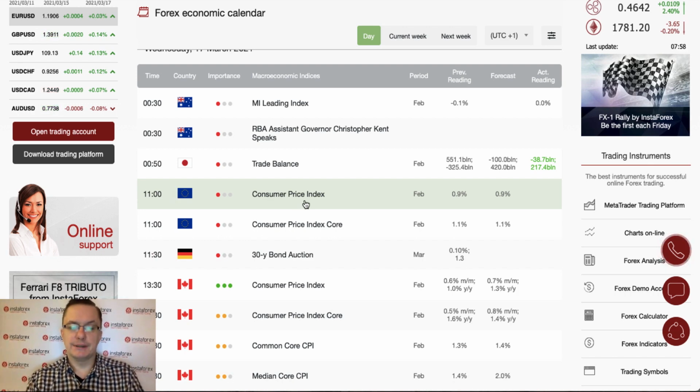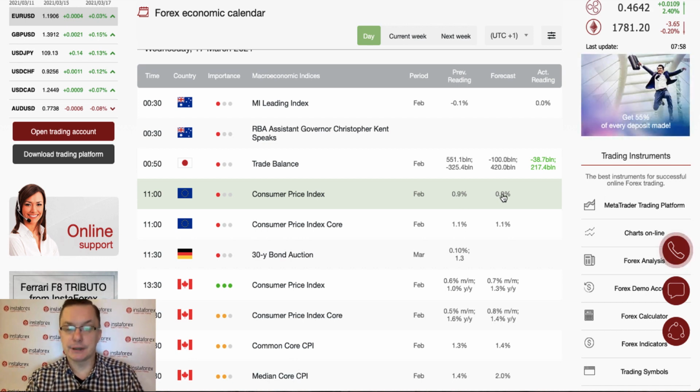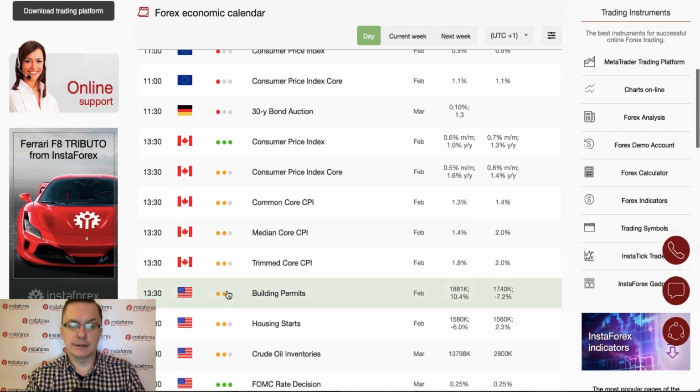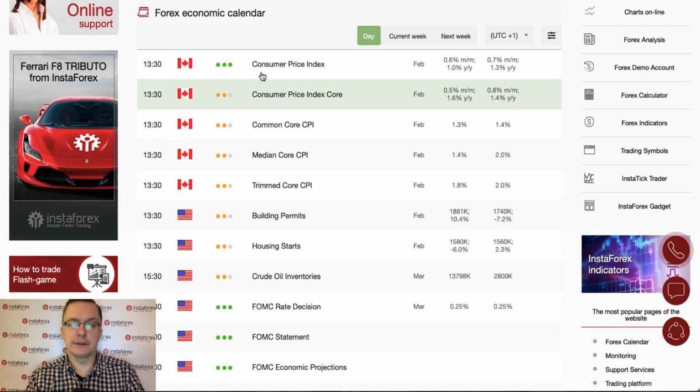This is a consumer price index from the Eurozone, scheduled for release at 11 o'clock a.m. It's important because it shows you if there's any inflationary pressure from the consumer side on the market. But as you can see, the previous reading was 0.9% and the forecast is 0.9%, so there is no expectation of inflationary pressure from the Eurozone. So that's basically everything for the London session, because we have a pretty busy calendar during the New York session.